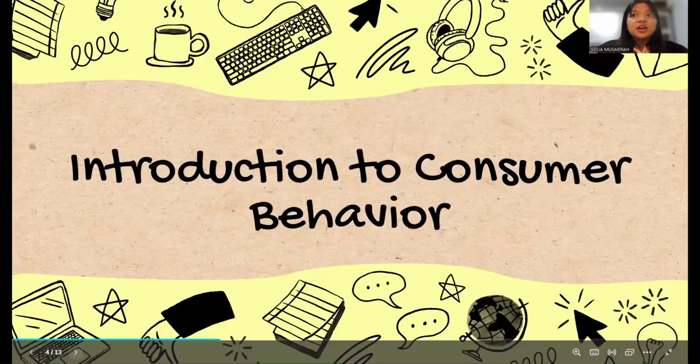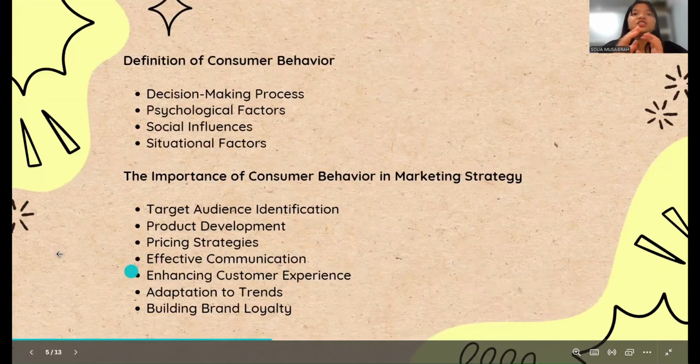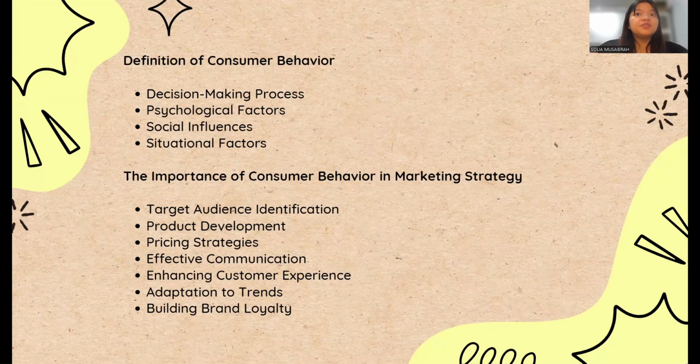Introduction to consumer behavior. Definition of consumer behavior. Consumer behavior refers to the study of how individuals or groups make decisions to select, purchase and use products, services, or ideas. These include their decision-making process influenced by psychological, social, and situational factors. For instance, when you are deciding to buy a new phone, you might start with needs, like your current phone being outdated, then you will likely search for information, compare brands, make the purchase, and finally reflect on whether it was the right decision.